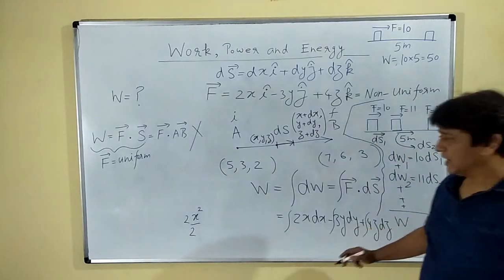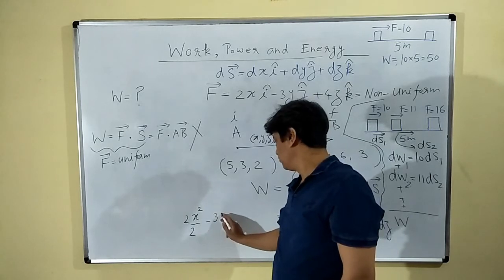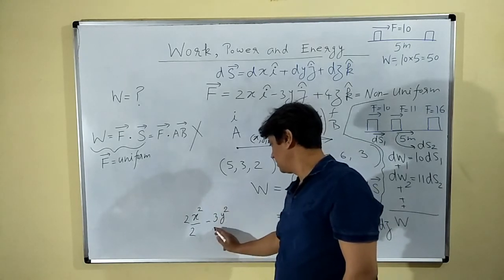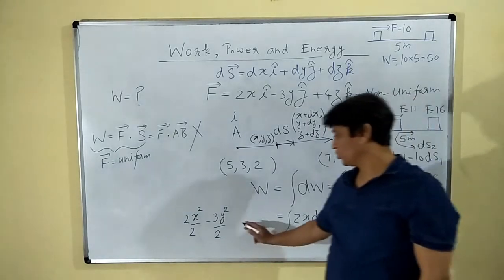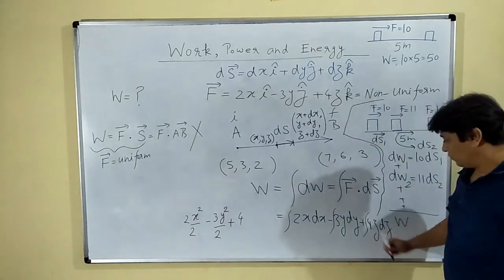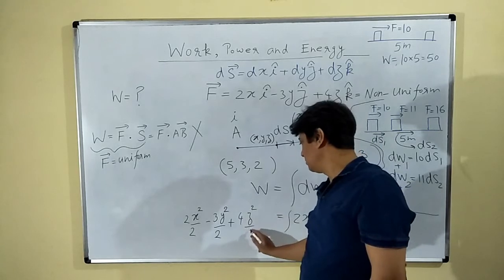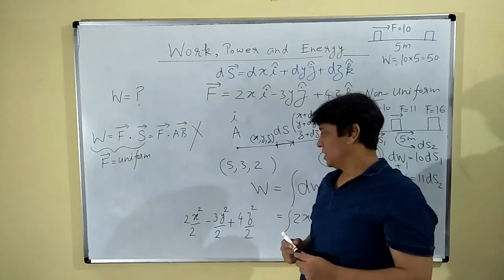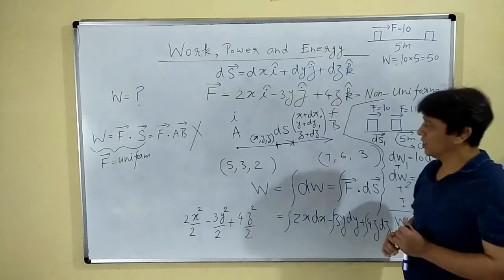Y dy, integration is what? Y square by 2. Z dz, integration is what? Z square by 2. 4 is already present. Z square by 2. Now, यहां पर अभी इंटीग्रेशन कंप्लीट नहीं हुआ.